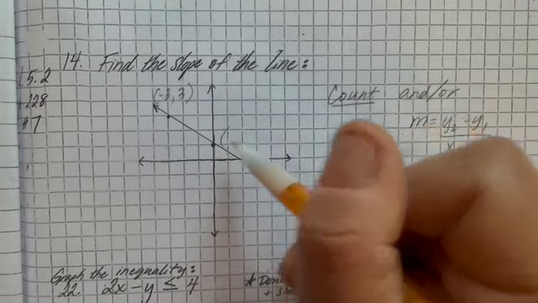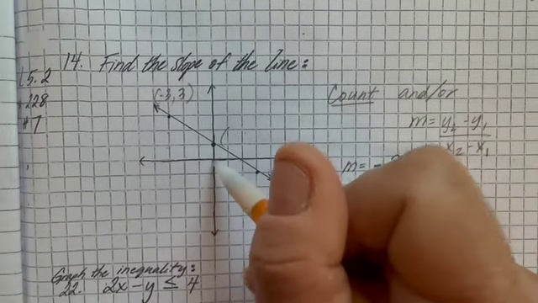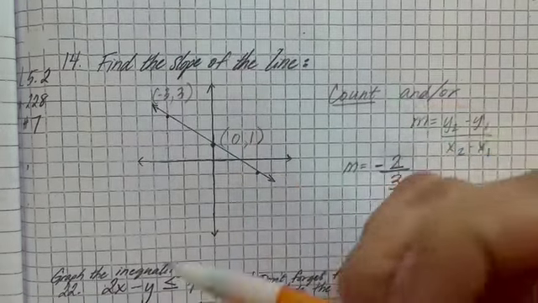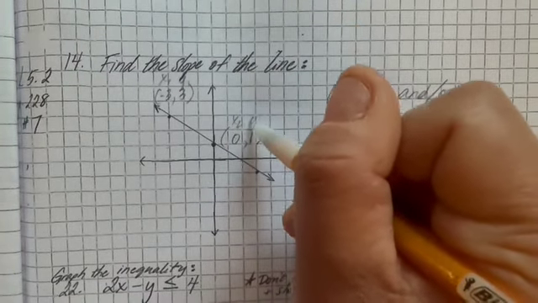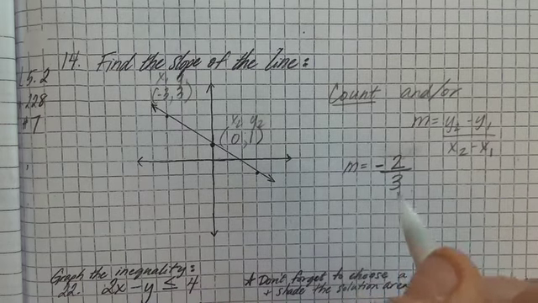You can just pick any 2 points. It doesn't matter which ones. You could have picked these 2 if you want. I'm going to go ahead and pick these 2. This point is 0, 1, because I'm not moving off of my x, and I moved up 1. Okay? This is x1, this is y1, this is x2, this is y2. I should be able to put those into this formula and get negative 2/3.